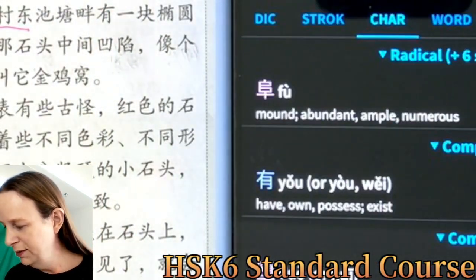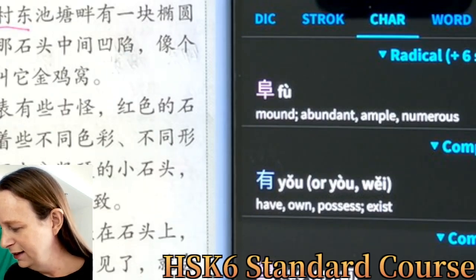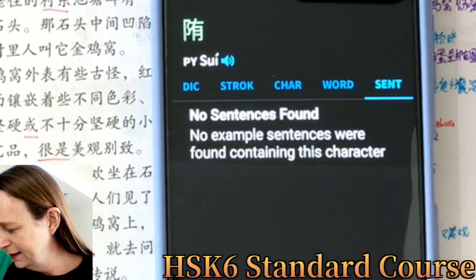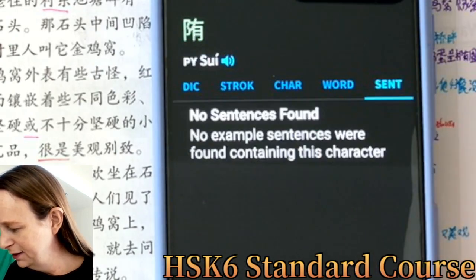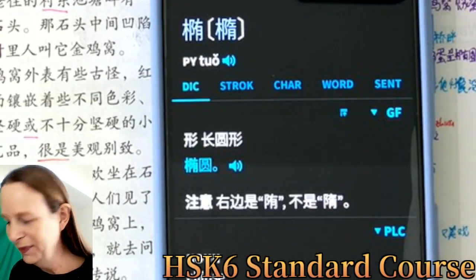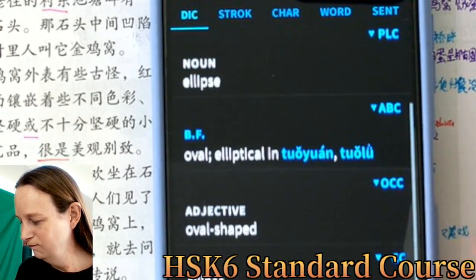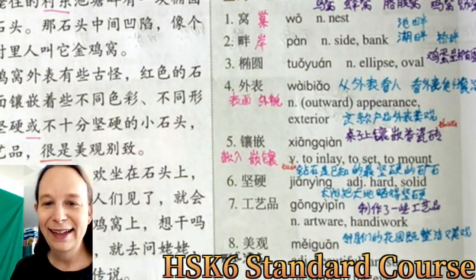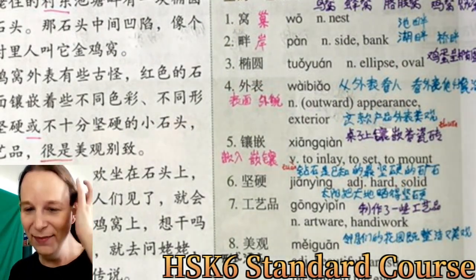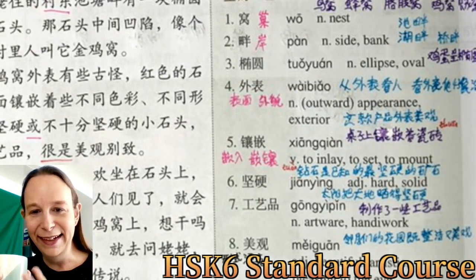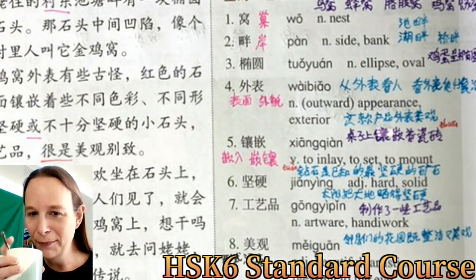Okay, this is tuo. What is tuo? I'm looking up the components. Does it belong to anything? Nope. Nope. All right, so... good luck! It's a special character that means ellipse. And yeah, there's no real hint as to why it's pronounced tuo.